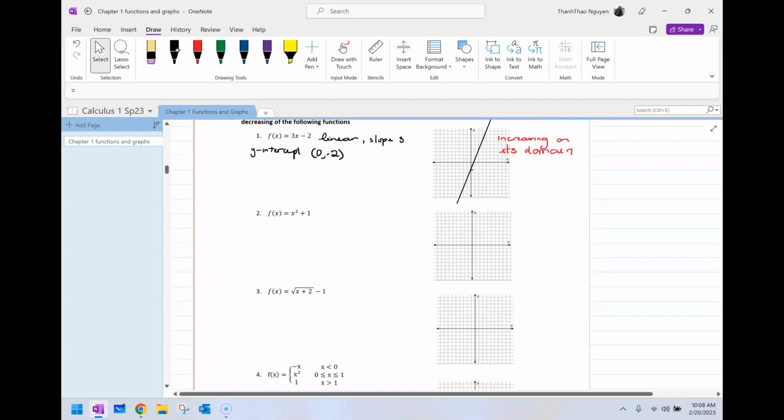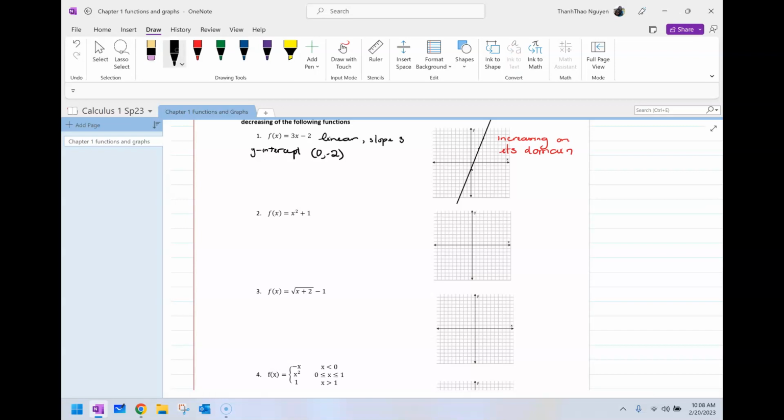Okay. x squared plus 1. By transformation we can see that this function is shifting up 1 unit compared to the graph of f of x equals x squared. So we take the graph of f of x equals x squared and we move it up 1 unit. And based on that, we sketch the graph. And this is a parabola.